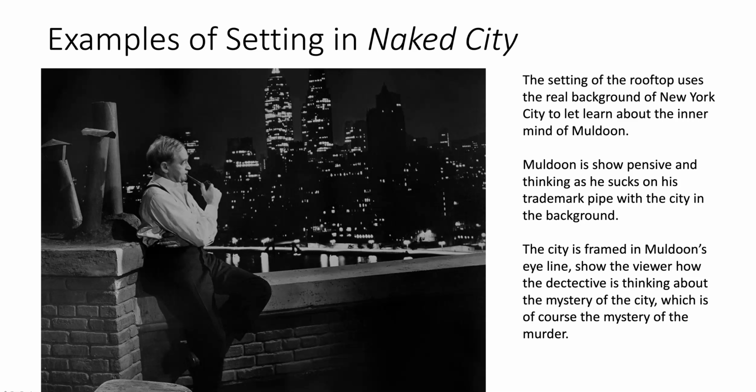So the setting of this rooftop gives us the background of New York City and lets us into how Muldoon fits within the larger story of the character. Muldoon here is positioned in front of the city. He's shown as pensive, thinking as he sucks on his trademark pipe with the city in the background. The city is framed in the periphery of Muldoon's eyesight, but he could still see it from his peripheral vision, to show you that the city is quite literally on the mind of the detective.